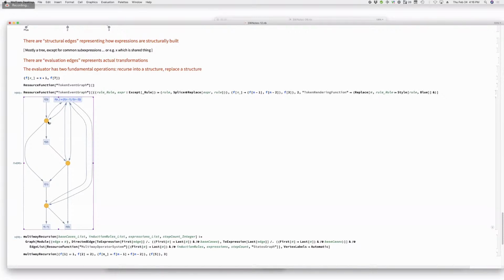The f of 3 and the rule node, are those supposed to be graphically distinct things? Yeah, that rule node is a different color for now. In the end, it's just an expression, right? But for now, we're thinking of that as a rule to be applied. If that was internal code in the system, there would be no visible node here. It would merely be magic pixie dust that is used in this actual evaluation event to produce f of 2.